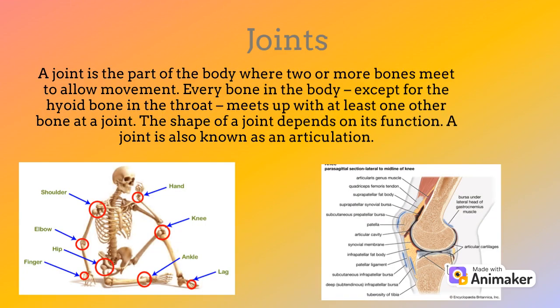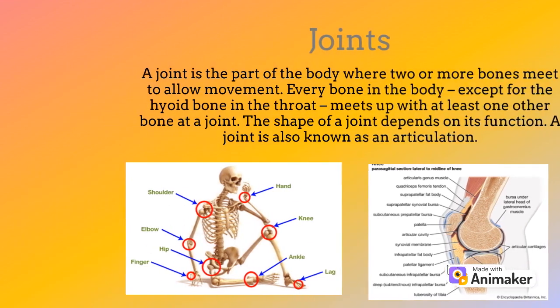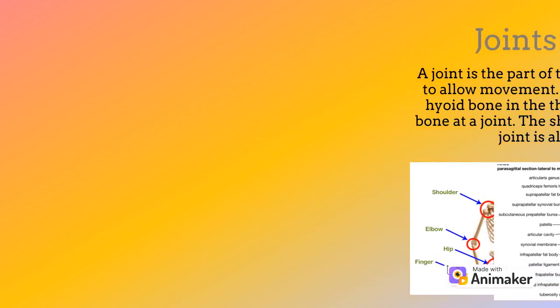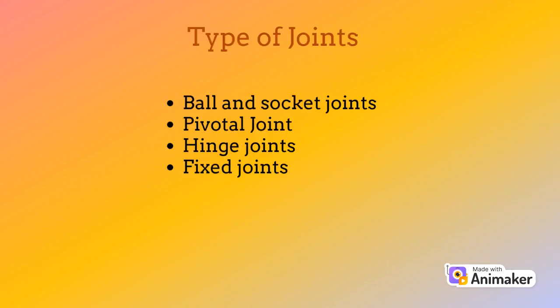A joint is the part of the body where 2 or more bones meet to allow movement. Every bone in the body, except for the hyoid bone in the throat, meets up with at least one other bone at a joint. The shape of a joint depends on its function. A joint is also known as an articulation. Types of joints: ball and socket joints, pivotal joints, hinge joints, fixed joints.